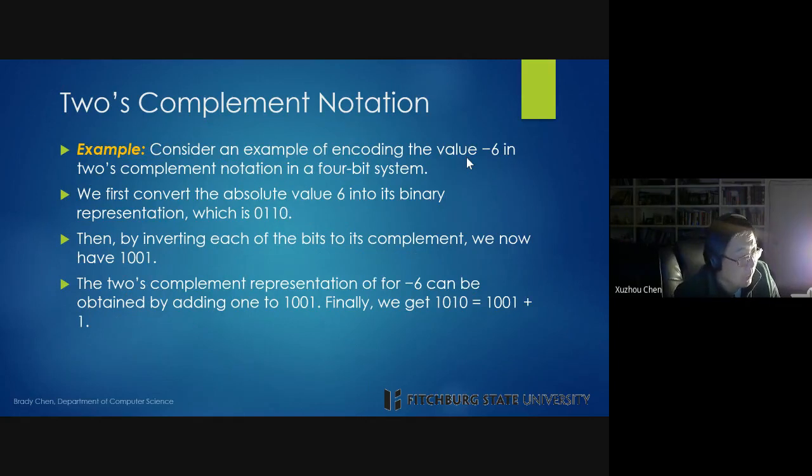Suppose we try to write the number -6 in two's complement notation in a 4-bit system. Suppose the system we're using is 4 bits. Now, we want to write -6. Before we do this, first we need to know how to write 6, how to write a 6 in two's complement notation.